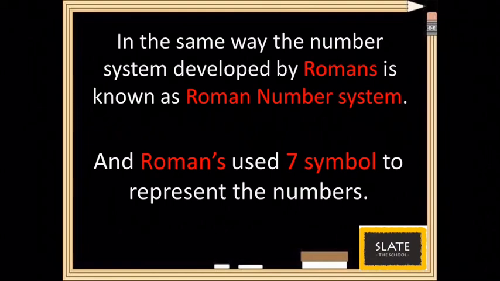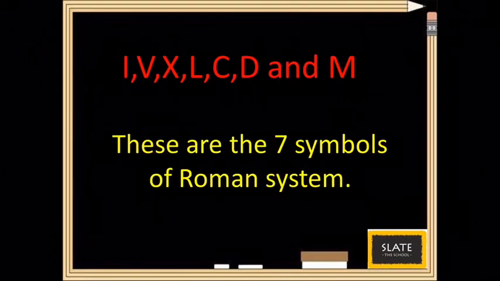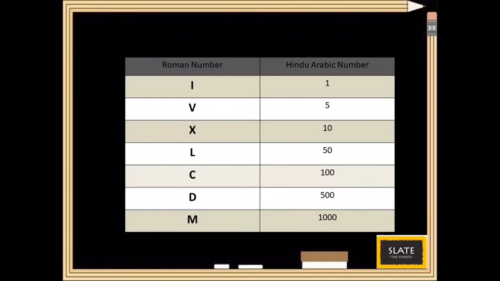And Romans used 7 symbols to represent the numbers. They are I, V, X, L, C, D and M. These are the 7 symbols of Roman system. Now let's see the value of each Roman symbol.